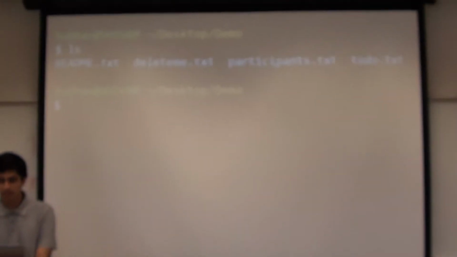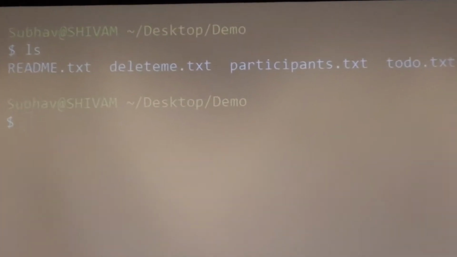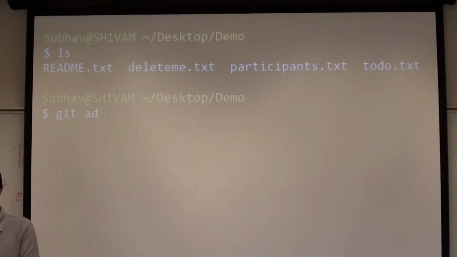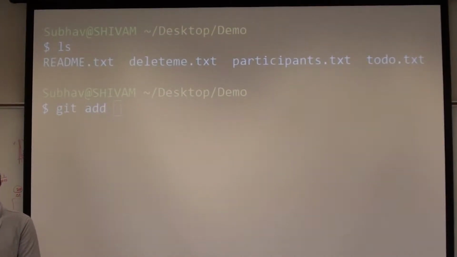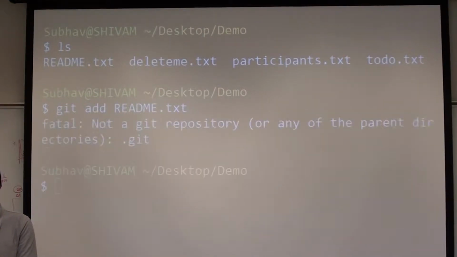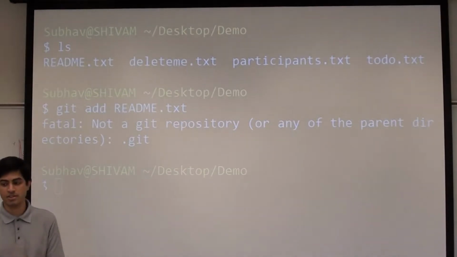So I'm going to do a little bit of a demo about the stuff that I just showed you. I have a folder here called demo on my desktop with a few files in it. I can add some of the files in this directory. So the way that I would do that is git add and then the name of the file. So for example, readme.txt. Well, I can't do that yet. So the reason I can't do that yet is because I didn't create that place to put those versions of my files.